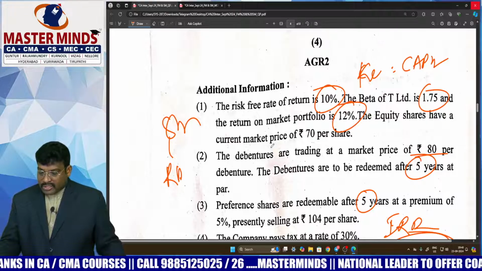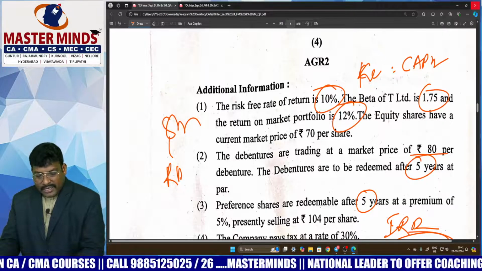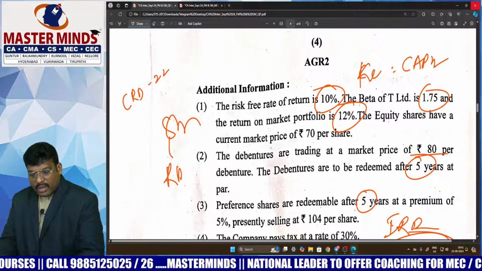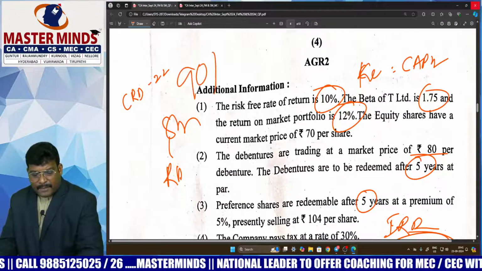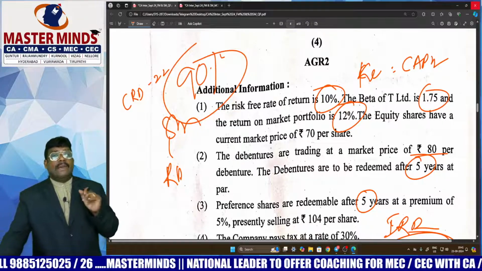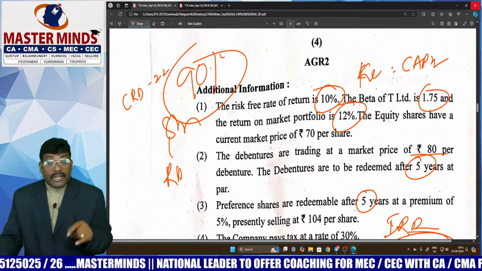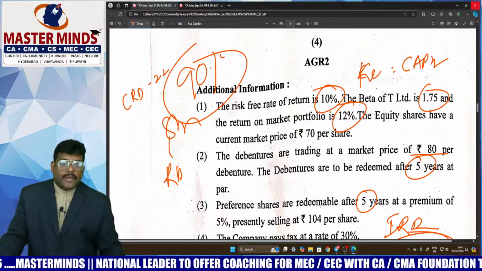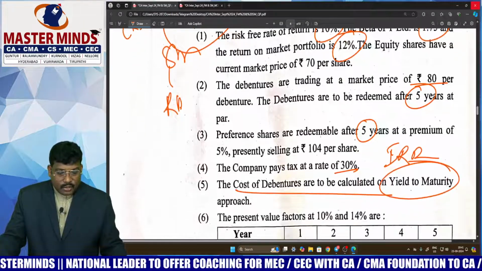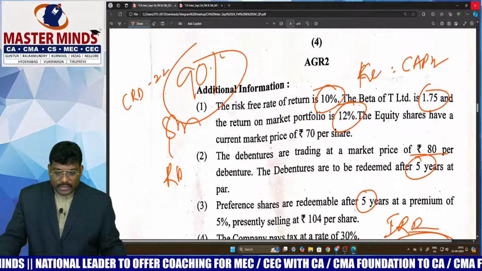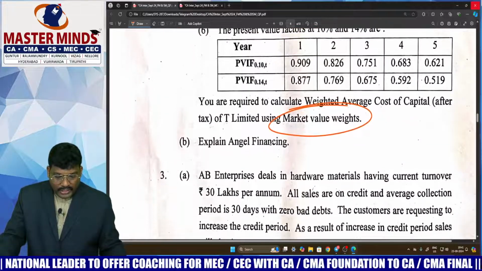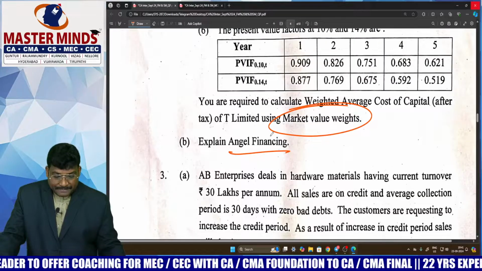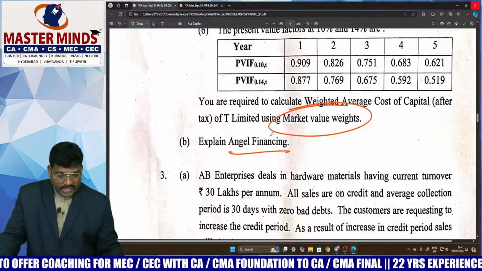So this cost of capital problem is covered in our material. Similar to CRD 22. My assurance is that 90% the problem is similar. The problem covered in our material would be really worthwhile compared to this problem, right? So that is question number 4, dear students. Coming to here, they asked about angel financing. This theory is also covered in our material.